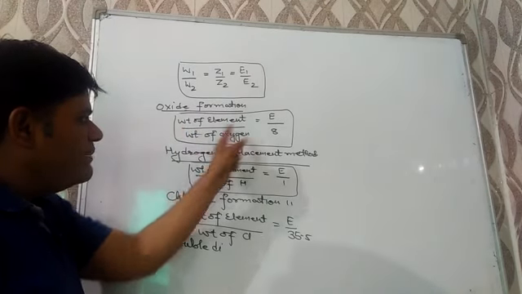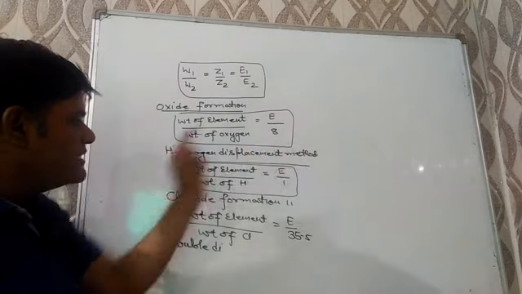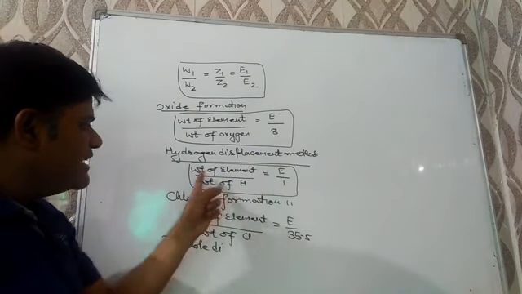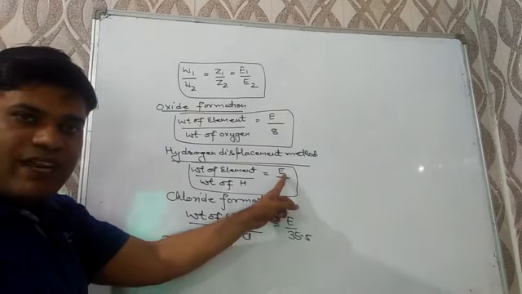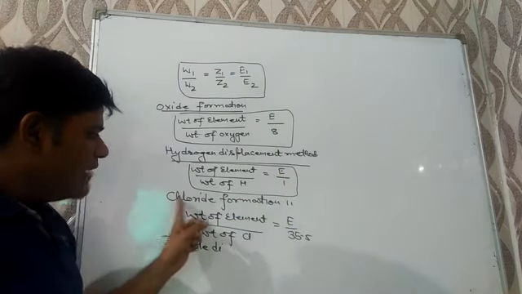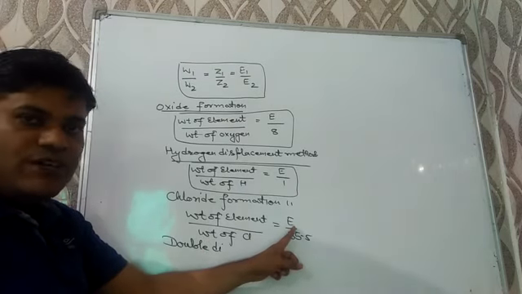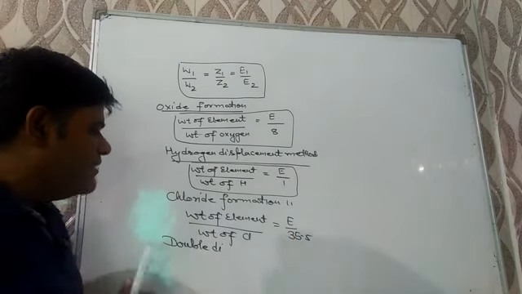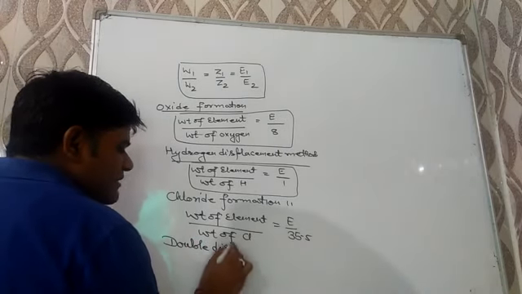For it, weight of element over weight of oxygen is equal to equivalent weight of element over 8. For hydrogen displacement, it will be weight of element over weight of hydrogen, that is equal to equivalent weight of element over 1. And for chloride formation, it will be weight of element over weight of chlorine, that is equal to E over 35.5. Now we have to discuss about the double displacement method.